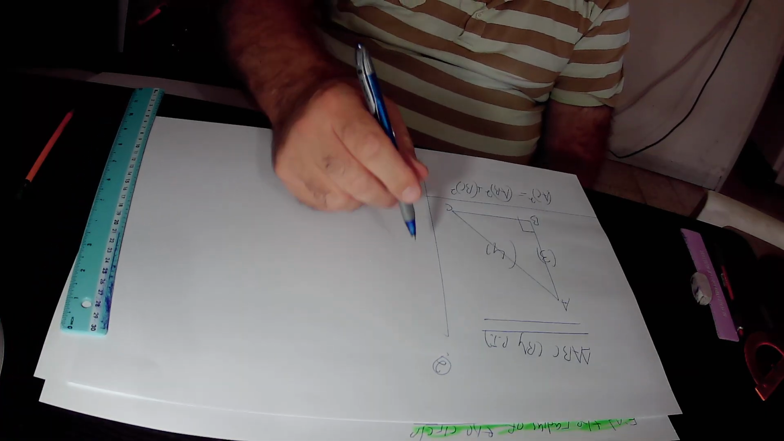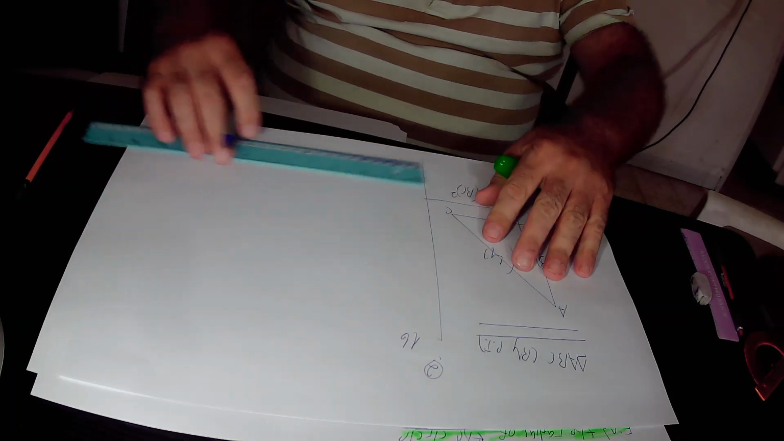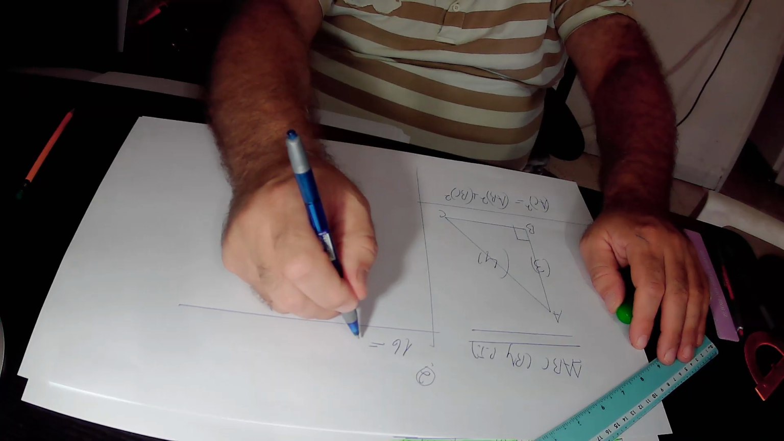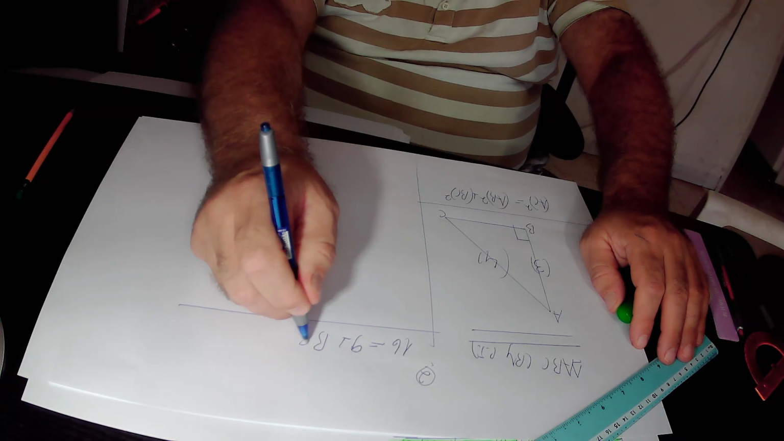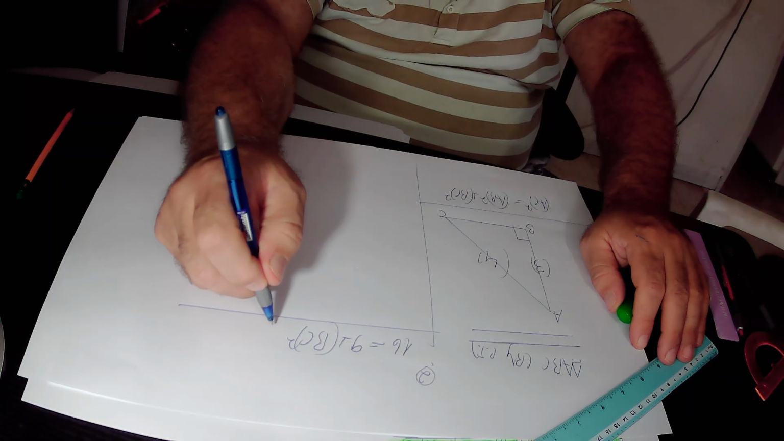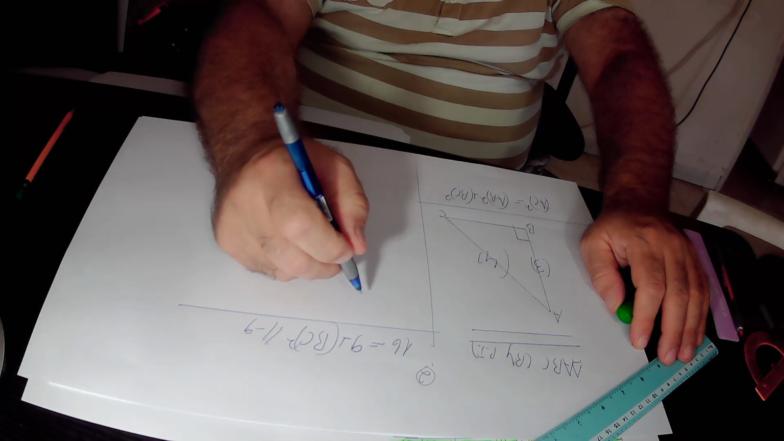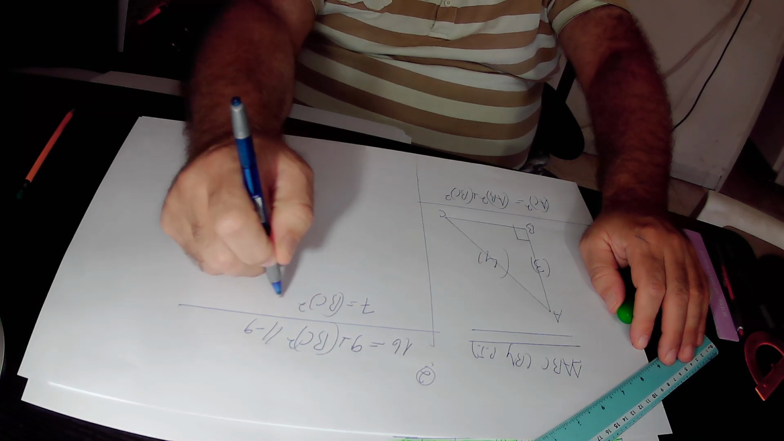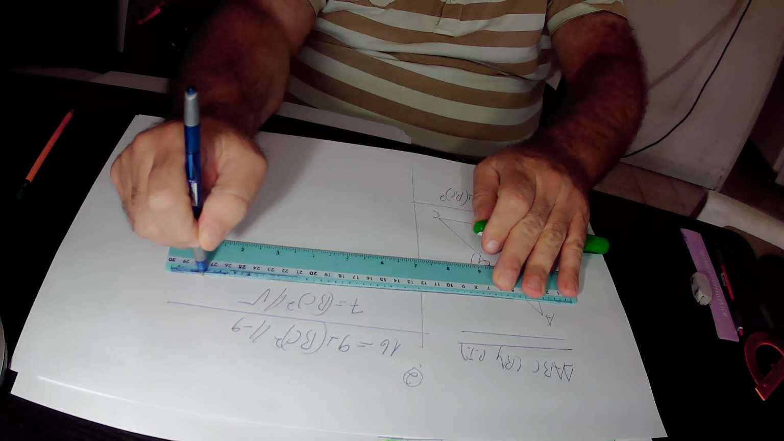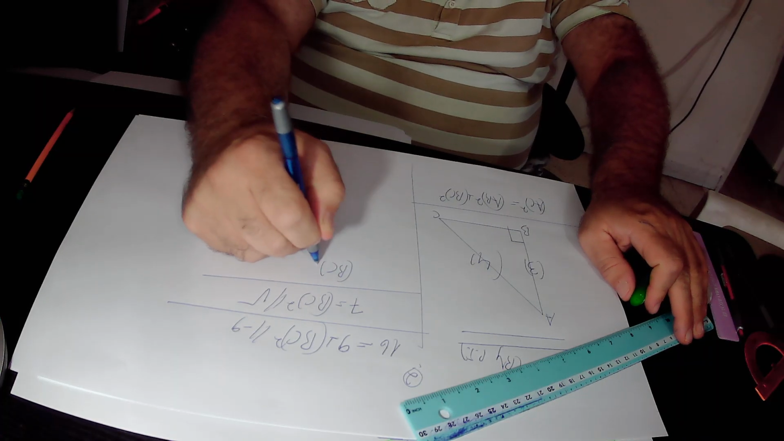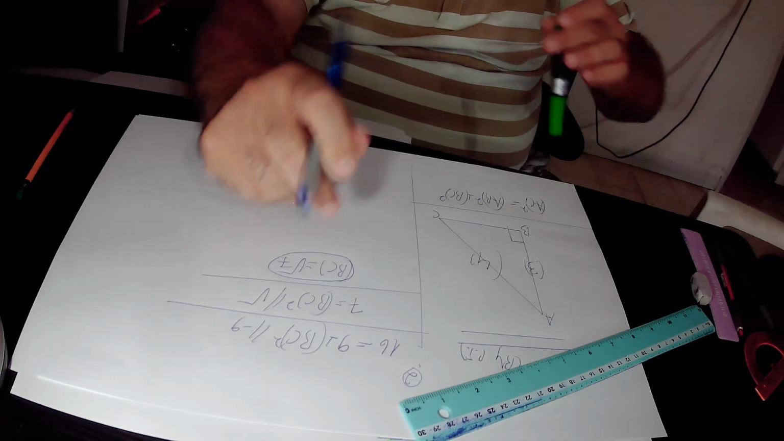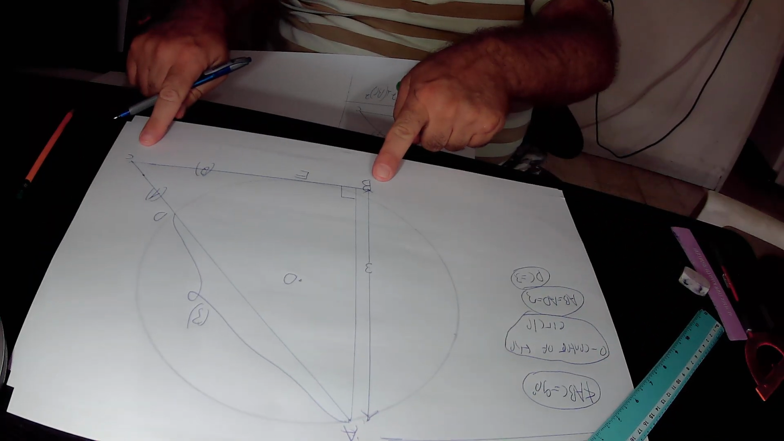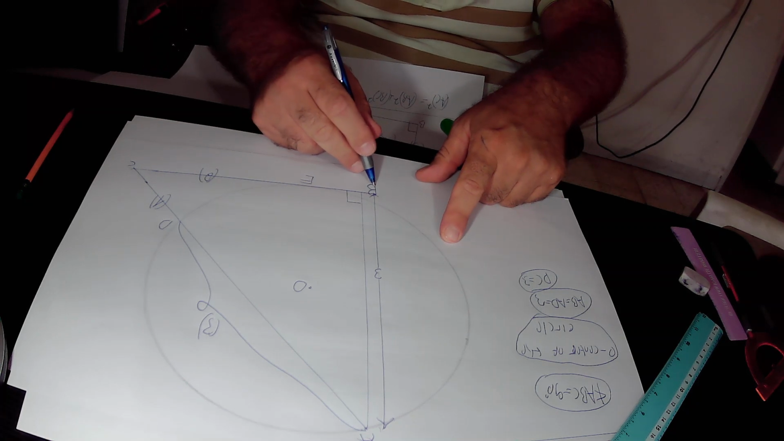AC is 4, therefore AC squared is 4 squared, that is 16, and it equals AB squared. AB is 3, therefore AB squared is 3 squared, that is 9, plus BC squared. BC is the missing side, so we leave it as it is. So 16 equals 9 plus BC squared. Here we subtract 9, and we get 16 minus 9, that is 7, equals BC squared. Here we take a root, and we get that the missing side BC equals the square root of 7 units in its length.